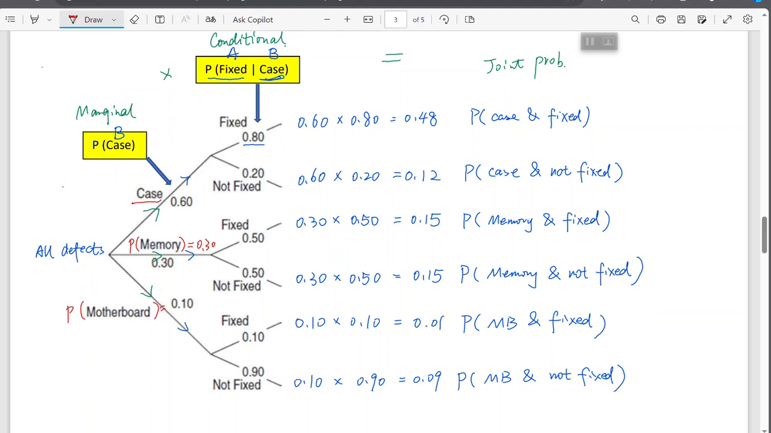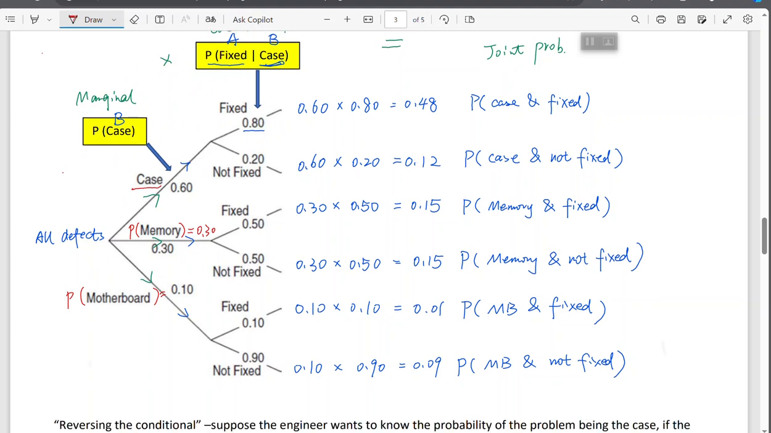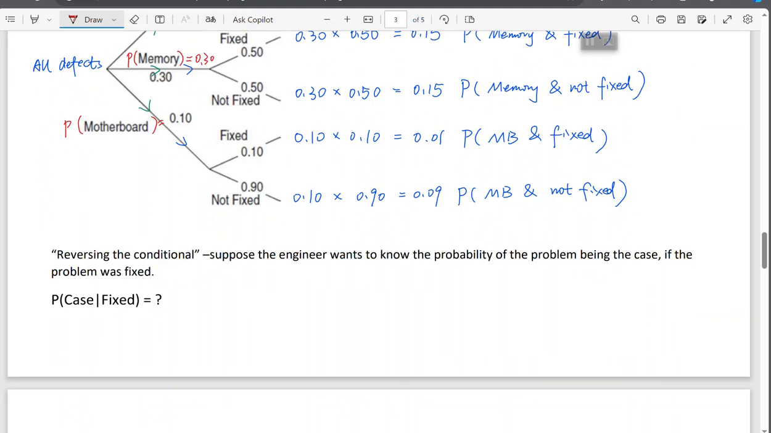All right, so why do we want this kind of probability tree? What kind of problems do I want to solve with it? The next step will be our question, right? Actually I want to solve this probability. So what is this probability? If now I have a fixed problem, then how much chance is there that this fixed problem is a case alignment problem?